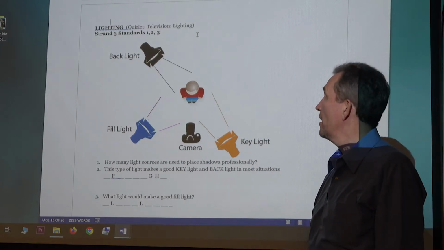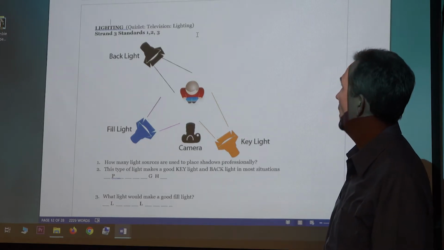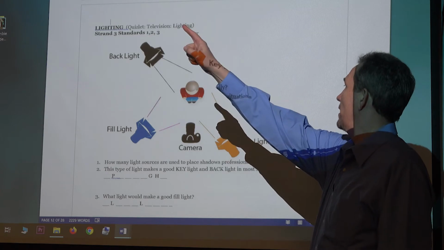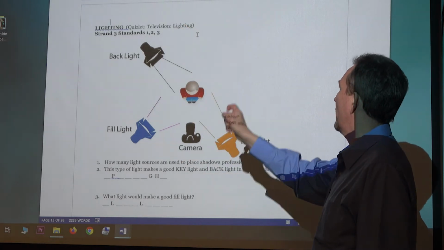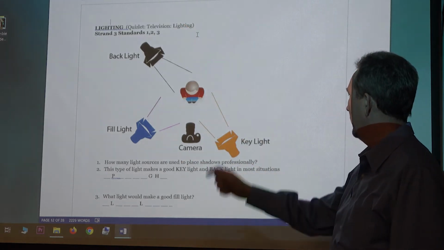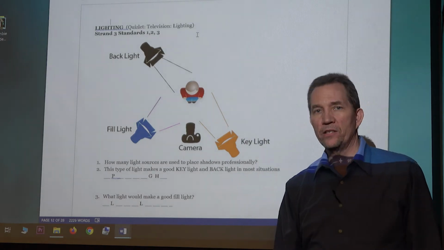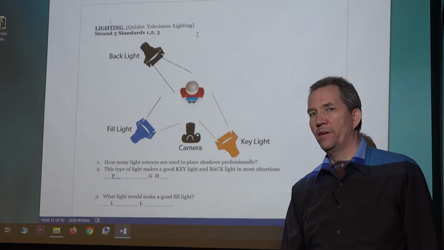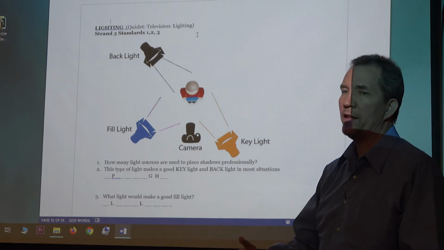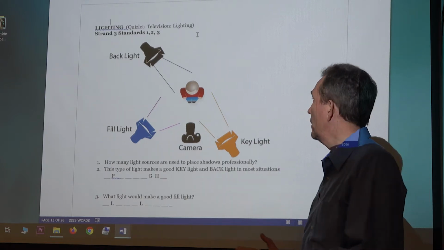Study guide section on lighting for television broadcast. We're going to talk about a three-point lighting setup here. That's your first answer. How many light sources are used to place shadows professionally? I love the way I say that. With lighting, you're placing shadows.